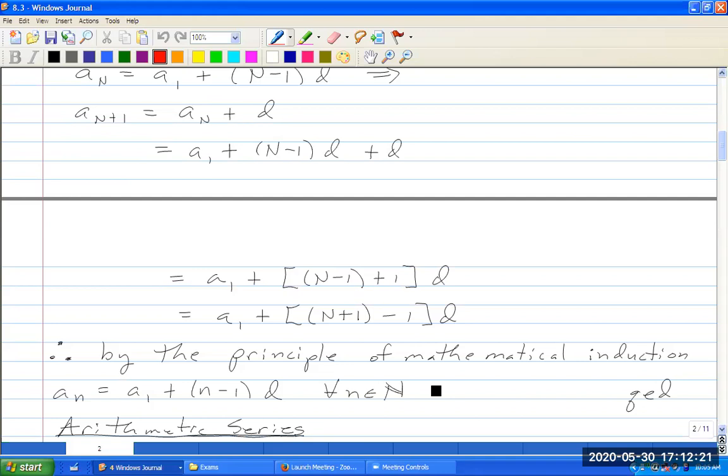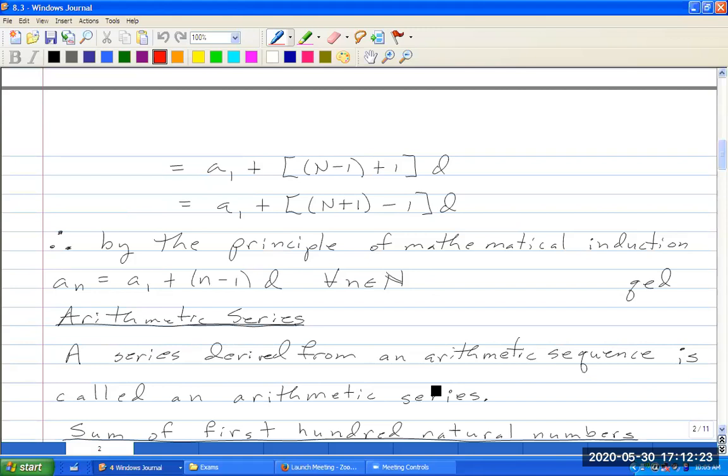Let me define an arithmetic series. And so recall that a series is just a sequence of partial sums derived from another sequence. And so an arithmetic series is a series that's derived from an arithmetic sequence. And so a series derived from an arithmetic sequence is called an arithmetic series.